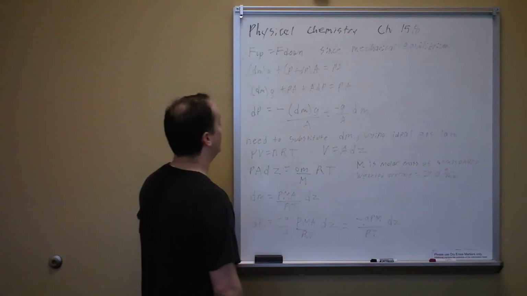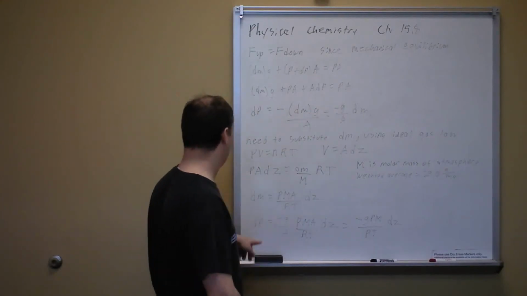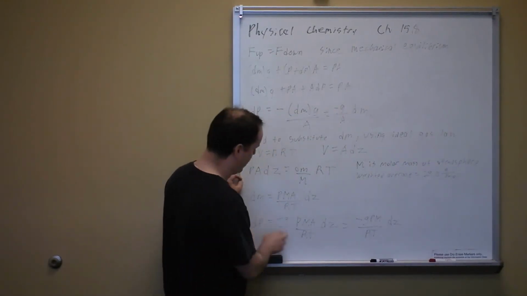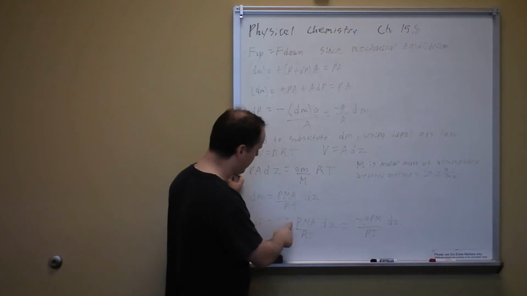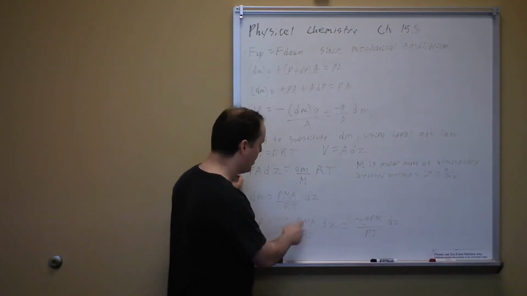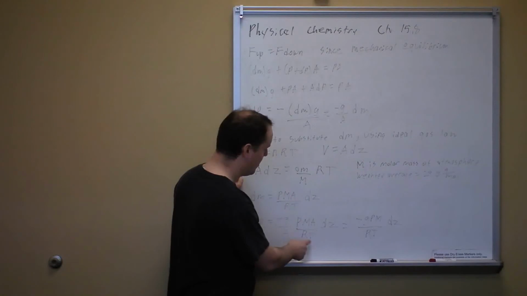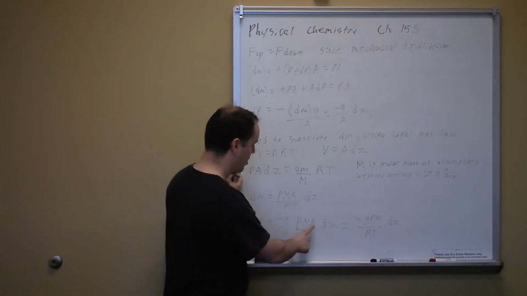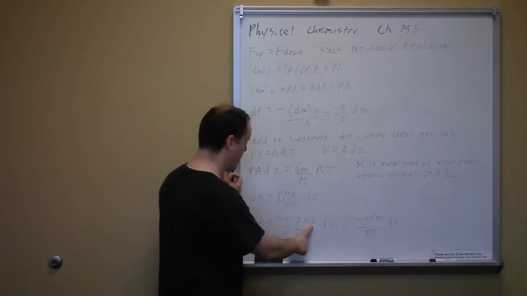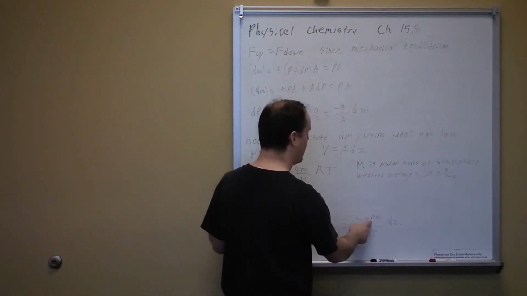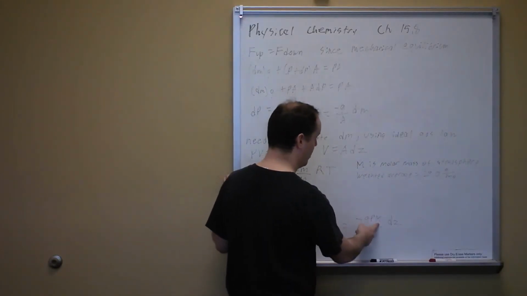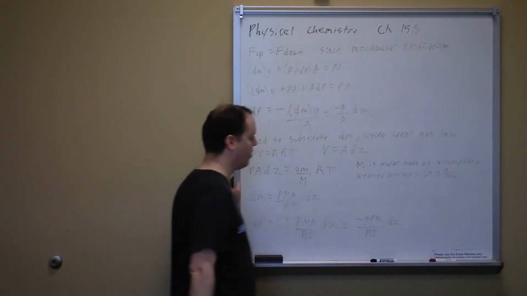Now we put that back into the formula up here for the differential of pressure. So we get the differential of pressure is equal to minus gravity divided by the area times pressure times molar mass times area divided by RT times the differential of z. This is the same area, so they're going to cancel out. So we just get minus gravity times the pressure times the molar mass divided by the gas constant R times temperature times the differential of z.